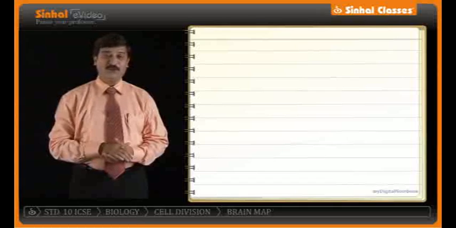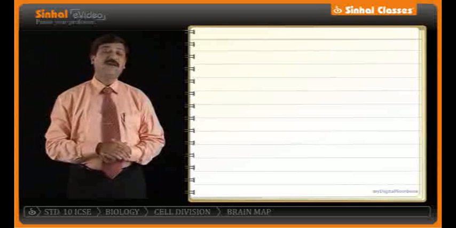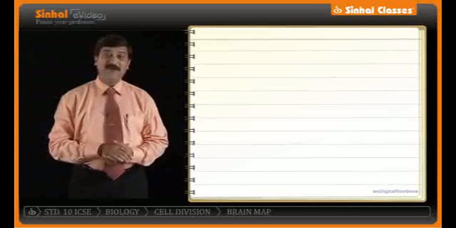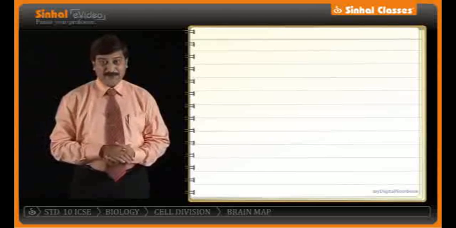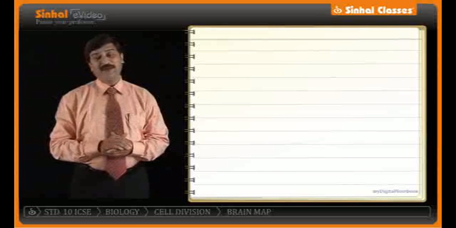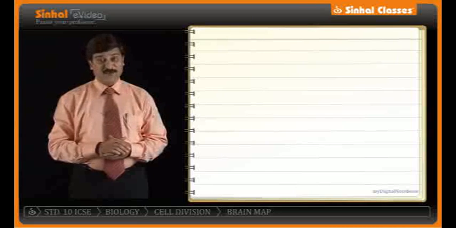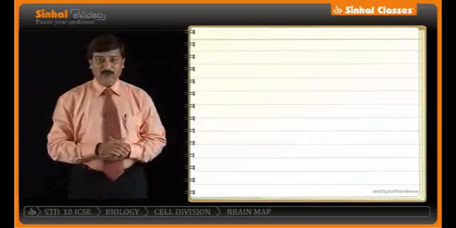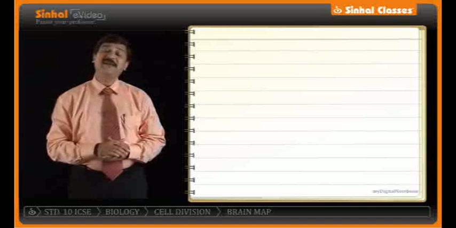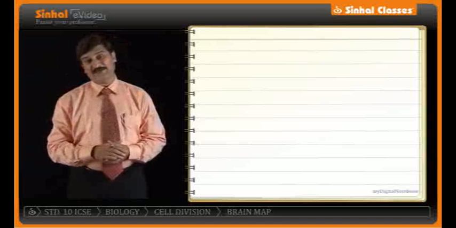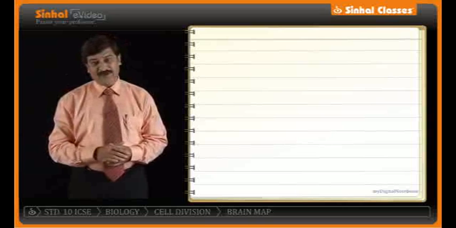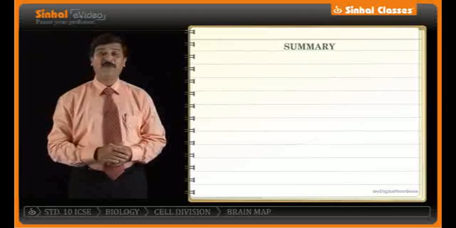Now, let's proceed to the next part. The next part is the summary of the chapter along with the brain map. The brain map gives you an entire idea and a gist of this chapter. So, when you go through the brain map, it becomes easy for you to recall the whole chapter. On the monitor, the brain map for you. Let's see the points of the brain map.